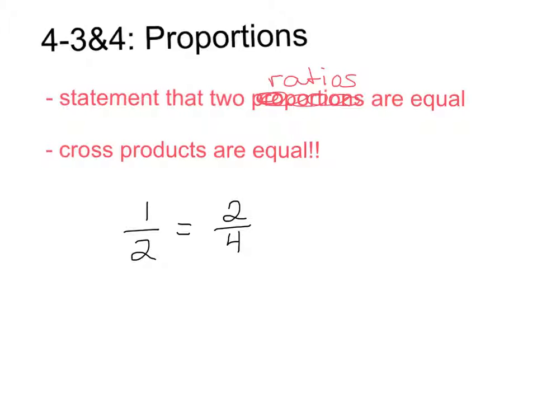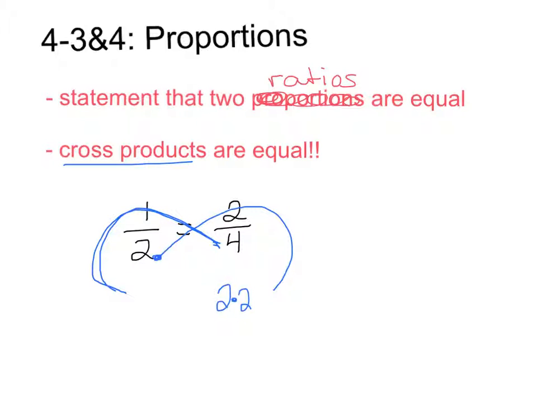In order to prove that these are equal, we take something called the cross products. What the cross product is basically is that I start here and I multiply across. So I say 2 times 2. Okay, that's one cross product. The other cross product is to go the opposite way. So I would do 1 times 4 or 4 times 1.